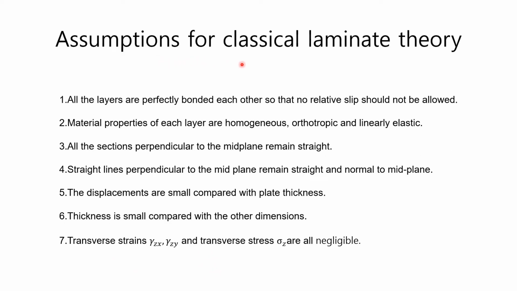The assumptions for classical laminate theory are as follows. All the layers are perfectly bonded to each other so that no relative slip is allowed. Material properties of each layer are homogeneous, orthotropic, and linearly elastic. All the sections perpendicular to the midplane remain straight. Straight lines perpendicular to the midplane remain straight and normal to the midplane.